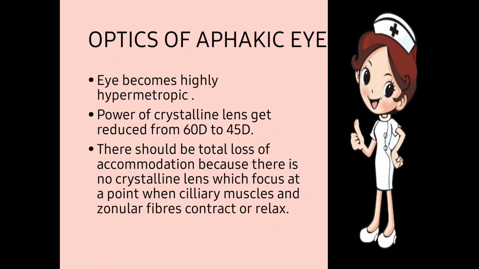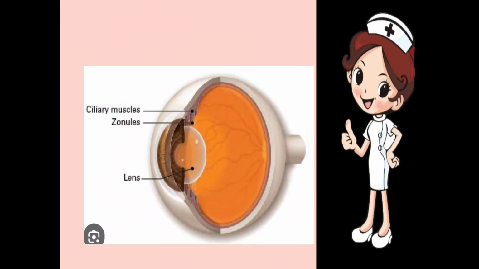Next, there is total loss of accommodation, because there is no crystalline lens to focus when the ciliary muscles and the zonular fibers contract and relax. As we all know, the crystalline lens is held by the ciliary muscles and the zonular fibers, which contract as well as relax continuously so that we can focus on any image.